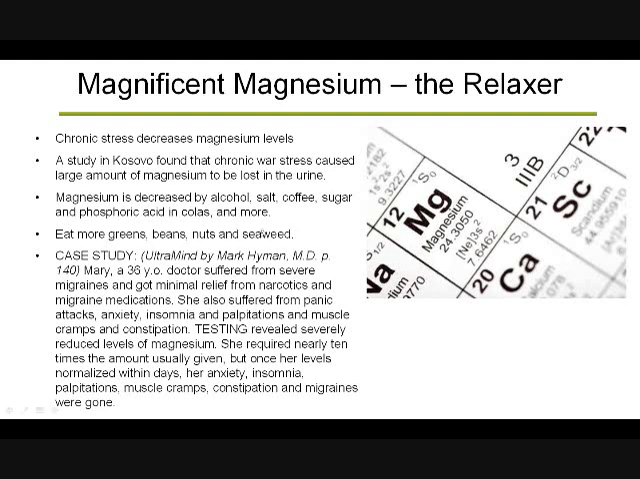So another case study, a 36-year-old doctor who suffered from severe migraines, got minimal relief from narcotics and migraine medications. She also had panic attacks, anxiety, insomnia, palpitations, muscle cramps, constipation. Those are all magnesium related: tightness, constipation. Testing revealed severely reduced levels of magnesium.